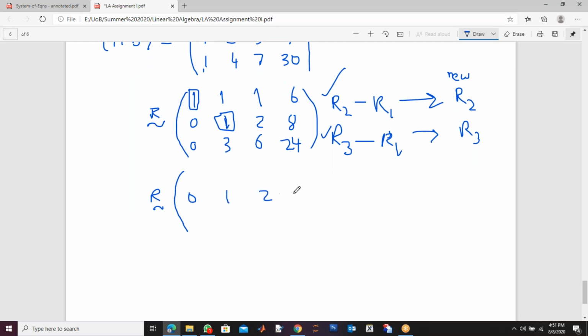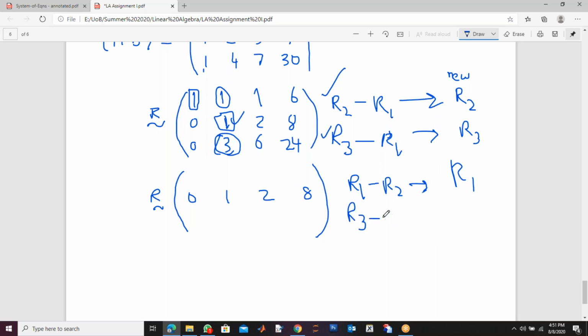So 0, 1, 2, 8, because now I will use the second row. So I am writing the second row as it is. To make this 0, what I will do is R1 minus R2. Now R2 is being used, so it will change R1. Similarly, I will make this 3, 0 by using R2. So now R3 minus 3R2. This will change my R3, because this is 1. If I multiply this 1 by 3 and then subtract, 3 minus 3 will become 0.